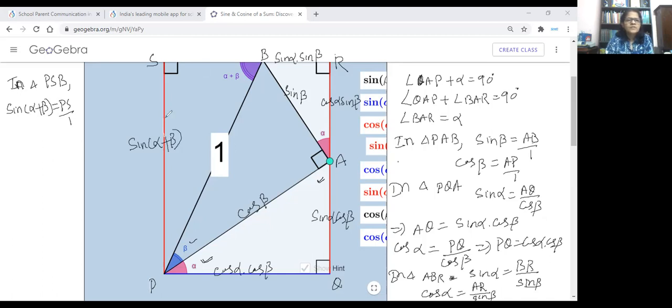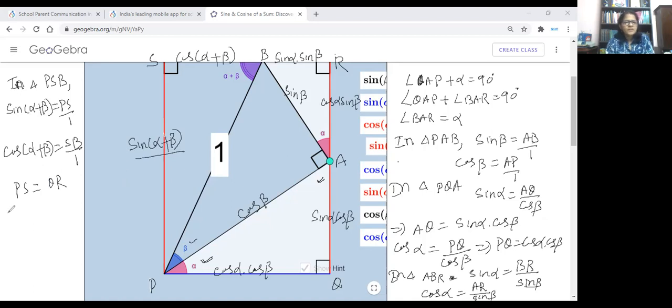Okay. Now cos alpha plus beta will be what? Cos alpha plus beta is SB by 1, right? So SB equals cos alpha plus beta. So if you see the rectangle PQRS, as we know, the opposite sides of the rectangle are equal. So what is sine alpha plus beta then? PS equals QR.